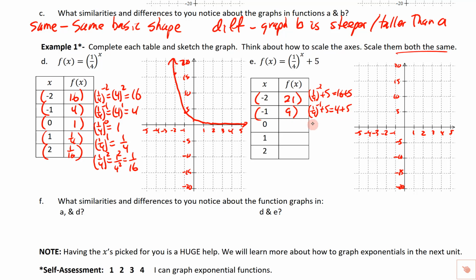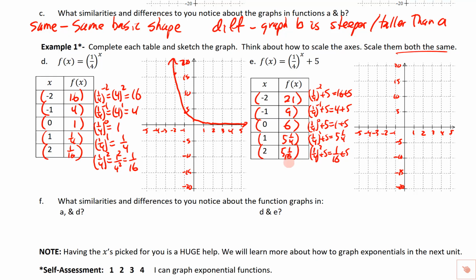And then remember, this is going to be 1/4 to the 0 power plus 5. That's 1 plus 5, so that's going to be 6. And then 1/4 to the first power plus 5. That's going to be 5 1/4. I'm going to go ahead and leave it like this, 5 1/4. We could change that to 21/4, but we'll go ahead and leave it as a mixed number. We don't often do that. And then the next one here, remember, this is going to be 1/4 to the second plus 5, so that's going to be 1/16 plus 5. So we end up with 5 1/16.